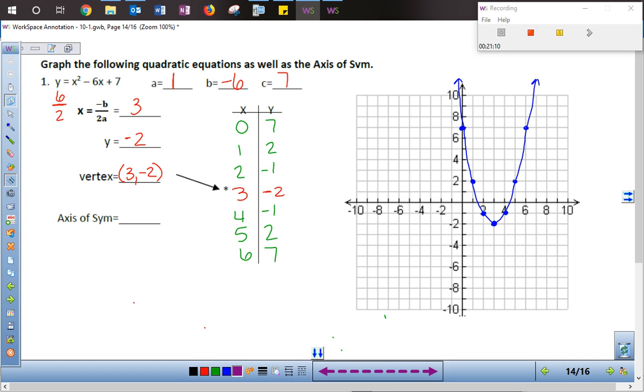Finally, the last thing that you need to do is graph your axis of symmetry. Remember, the axis of symmetry is a vertical line straight down the middle of your graph. It should go right through your vertex. Then we need to write the equation. So this is going to be x equals, because it's a vertical line, and notice it goes through 3 on your x-axis. So my axis of symmetry is x equals 3.